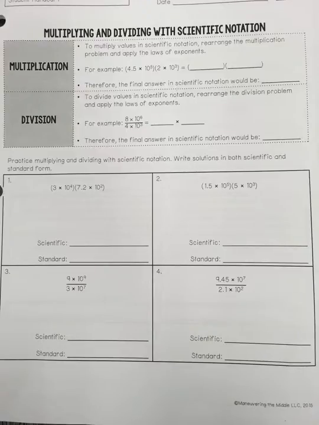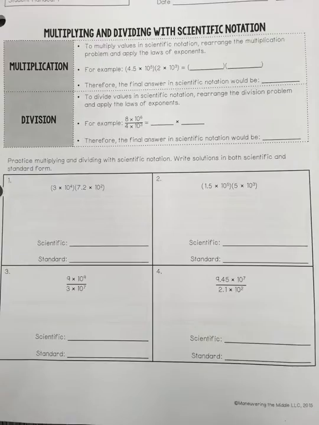In order to multiply values in scientific notation, we can just rearrange the multiplication problem because of the commutative property of multiplication. So we know that 2 times 3 is the same as 3 times 2, so we can just rearrange the problem. And then that will help us because all we need to do is apply the laws of exponents.